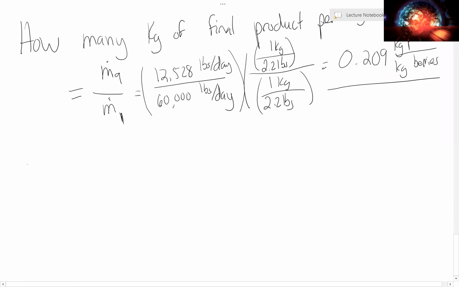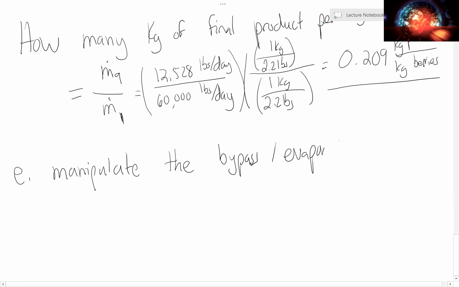Well, for part E, the easiest thing you can do is to manipulate the bypass evaporator operation, where you put less in the evaporator and you just get a higher and higher concentrate of product that you mix back in. But you can run into issues with the evaporator not working properly, because as you pull the water out, those dissolved solids will most likely no longer be dissolved, and you can run into some issues.